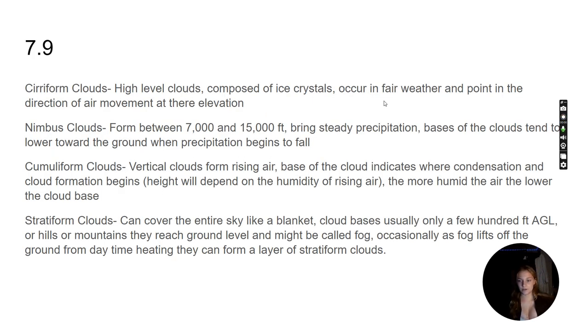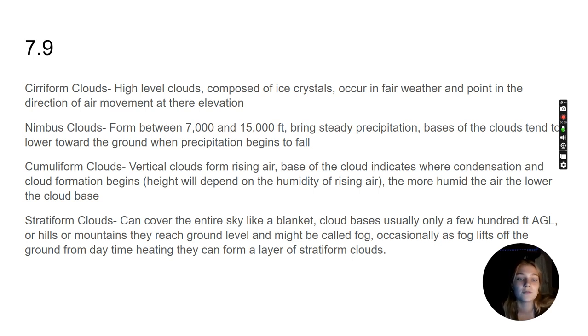All right, now we get into more clouds that it just wants us to go over for some reason. So we've got the cirriform clouds, which are high-level clouds composed of ice crystals, and they occur in fair weather and point in the direction of air movement at their elevation. Pretty cool clouds. We've got the nimbus clouds, which form between 7,000 and 15,000 feet, bringing steady precipitation. Bases of the cloud tend to lower toward the ground when precipitation begins to fall.